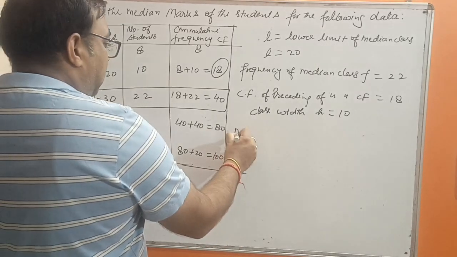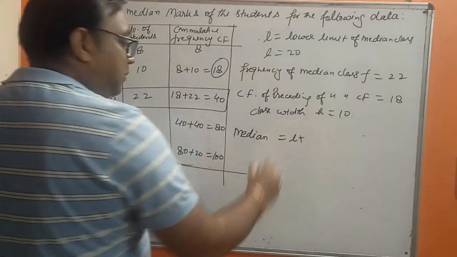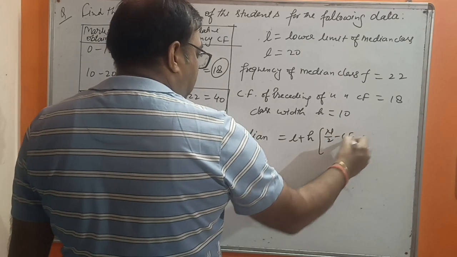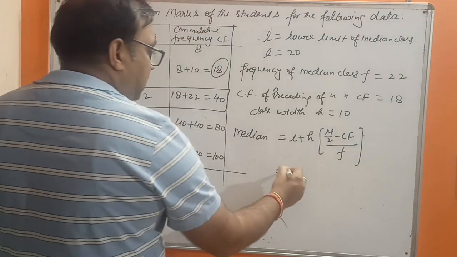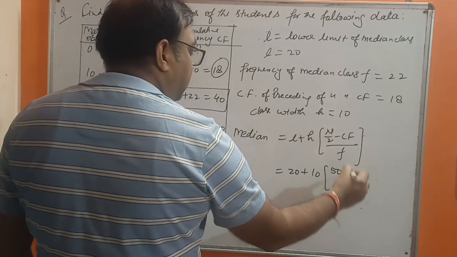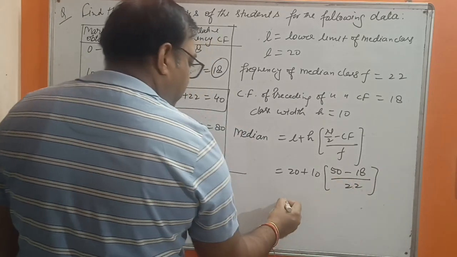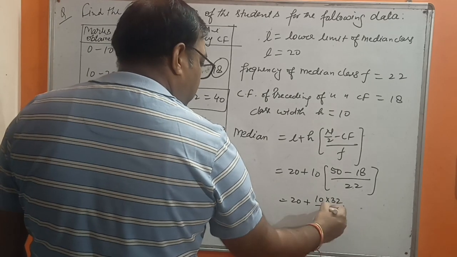So the formula for getting the median is equal to l plus h into (n by 2 minus CF) upon small f. So put all the data there. l is 20, h is 10, n by 2 is 50, CF is 18 and small f is 22. So 20 plus 10 into 32 upon 22.